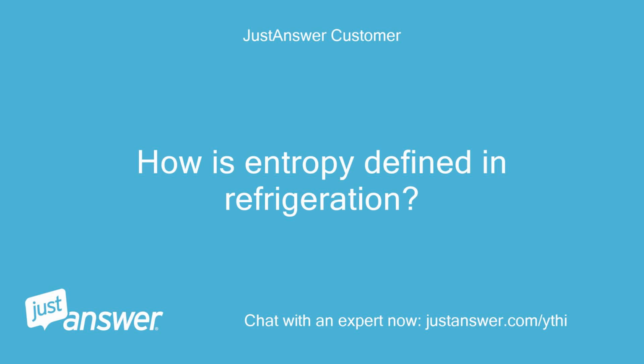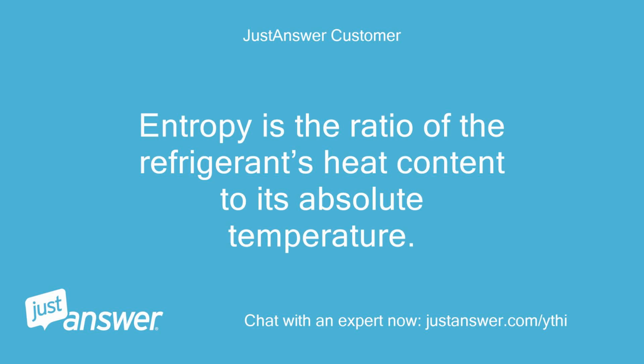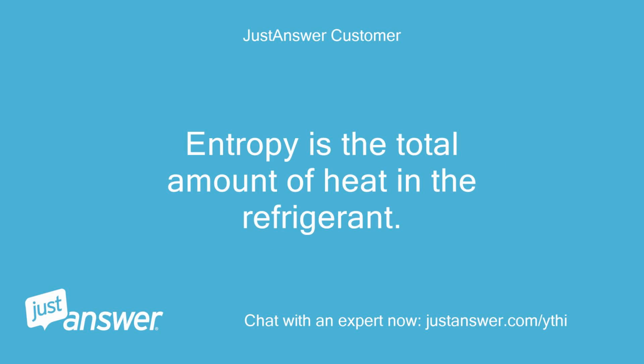11. How is entropy defined in refrigeration? A. Entropy is the ratio of the refrigerant's heat content to its absolute temperature. B. Entropy is the total amount of heat in the refrigerant.